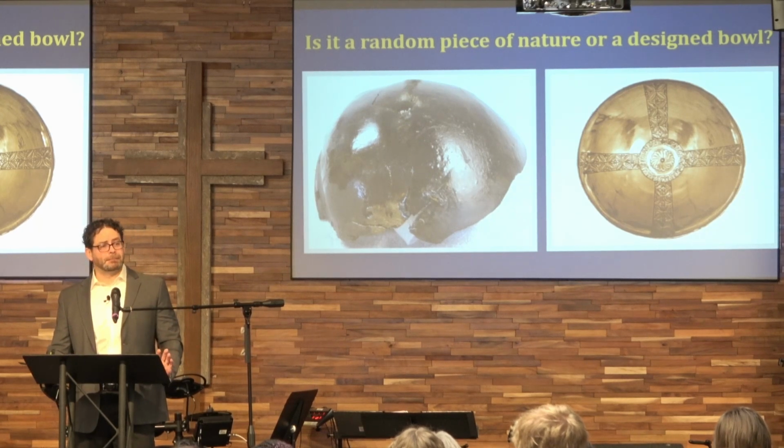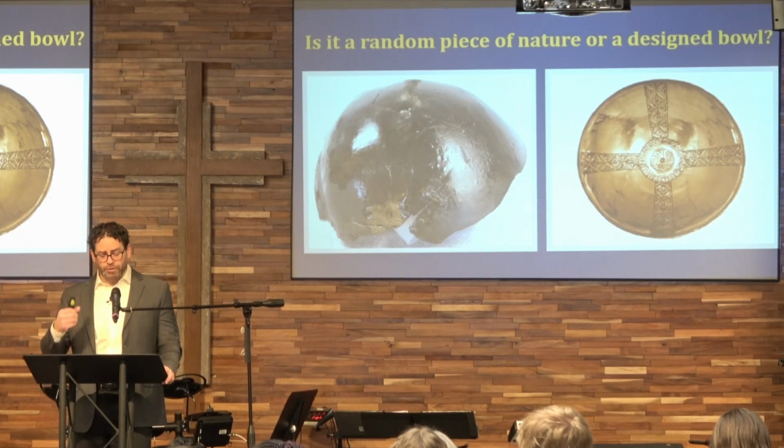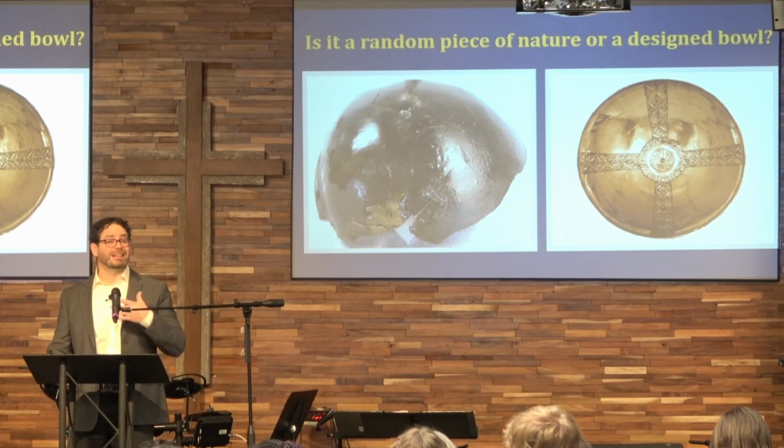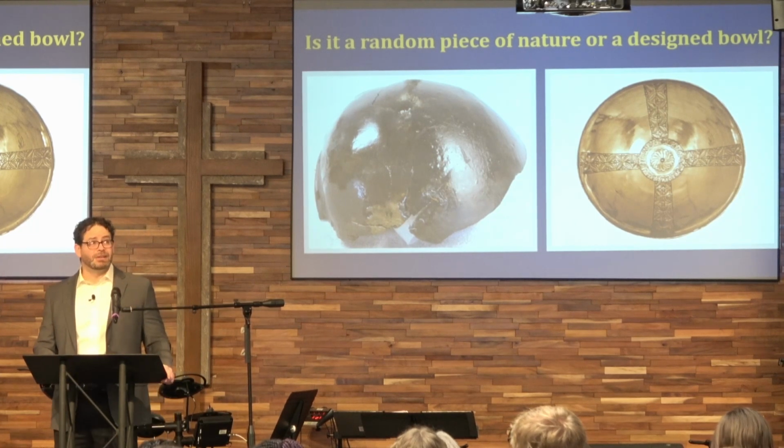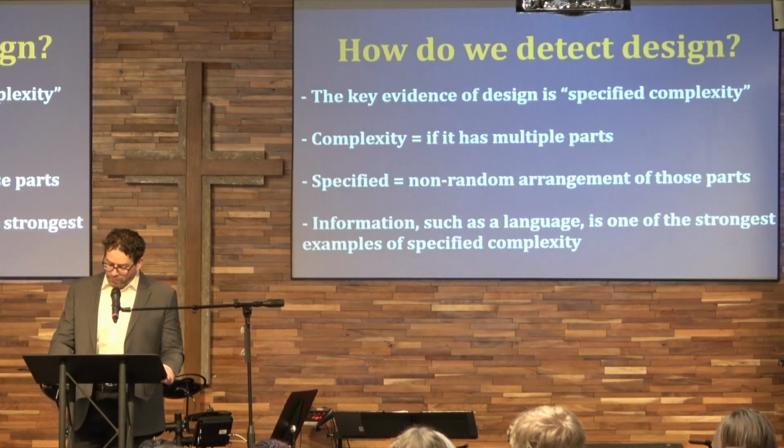There's actually been some mathematical structure, mathematical models that have been put together to help quantify and objectify how to detect design. We're not going to get into the mathematics of it, but let's discuss some of the tools or the thought processes that folks in this field, archaeology, and others use to try to detect design. The key piece of evidence of design is specified complexity. Maybe you've heard those terms before.